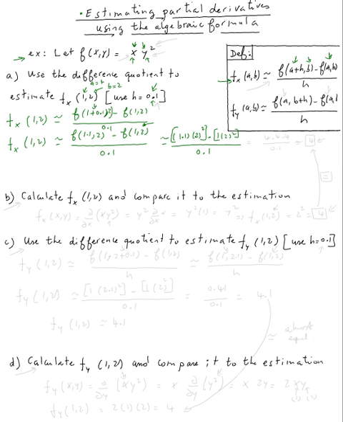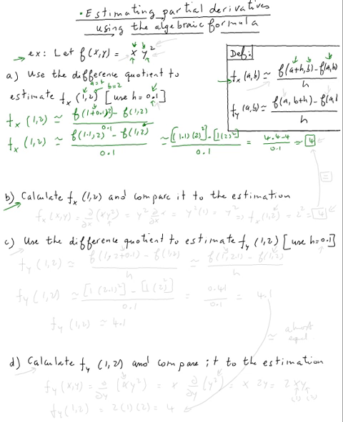So what would that be? 4.4 minus 4 over 0.1. Use your calculator, it would be 0.4 over 0.1, which is 4. So it's about 4. Now for question B, you need to calculate fx of 1, 2.